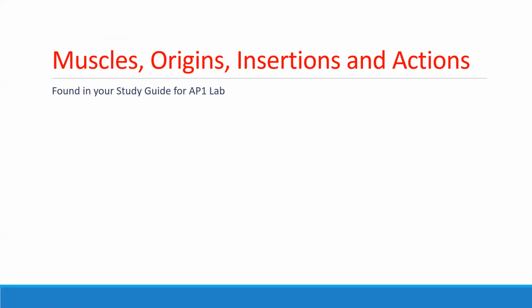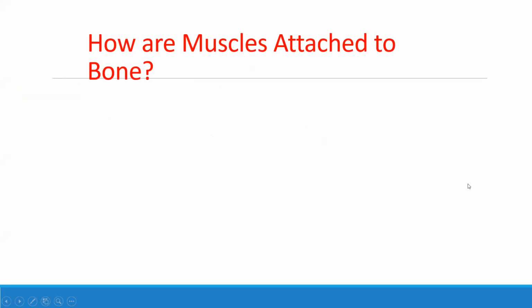So in the study guide for AP1 Lab, which is in the beginning of the content section, where you have the list of bones, for example, there'll be another section there that has a list of the muscles. There's only about 60 muscles altogether, so that makes it a whole lot easier to learn. Now, the first question we have to look at, though, is how do muscles attach to bones?